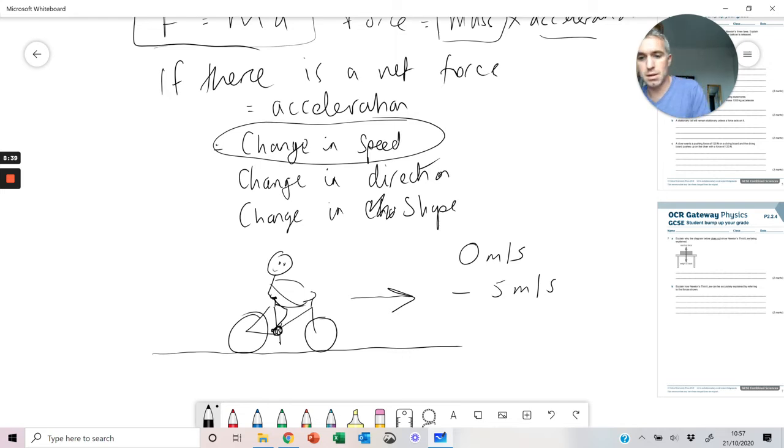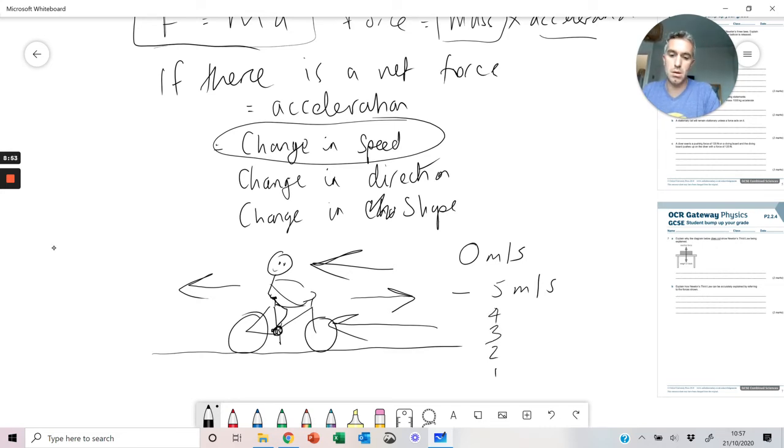Maybe, as he tries to cycle, the wind blows really hard in his face, and actually there ends up being a net force backwards. His speed might go from 5 down to 4, 3, 2, 1. It might go down, which means he's got another change in speed. He's decelerating, he's going slower. So a net force can cause you to change your speed up, or cause you to slow down.